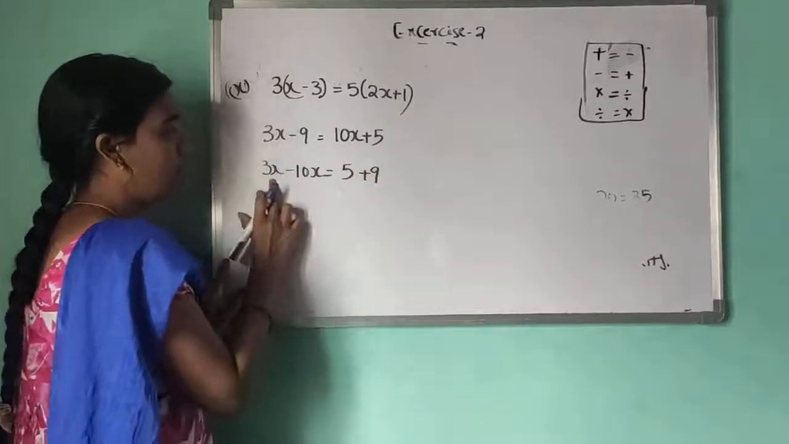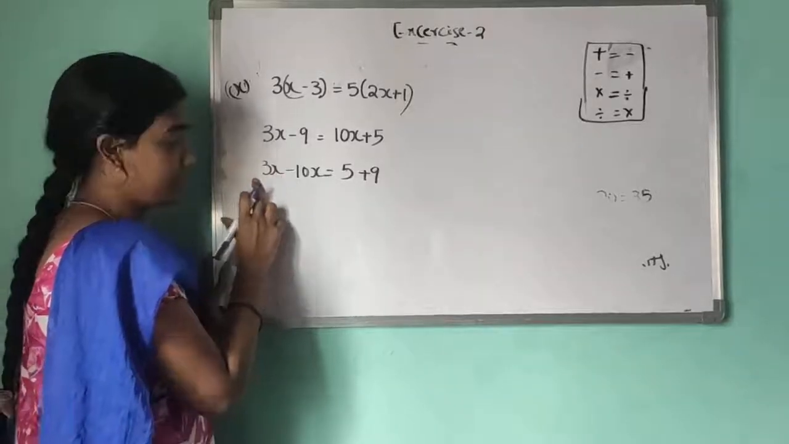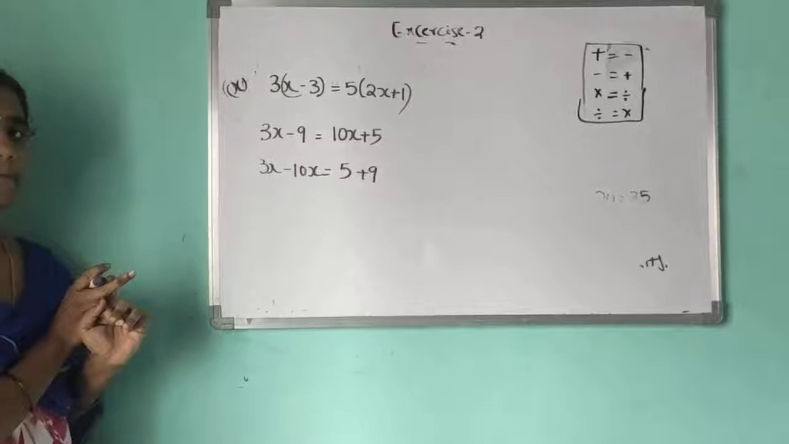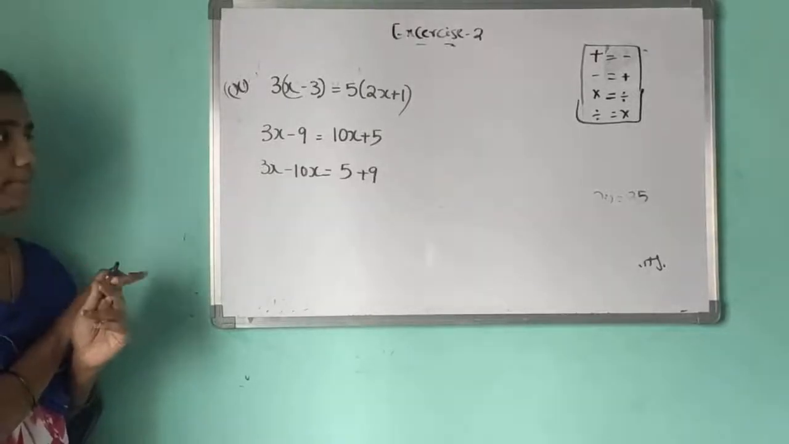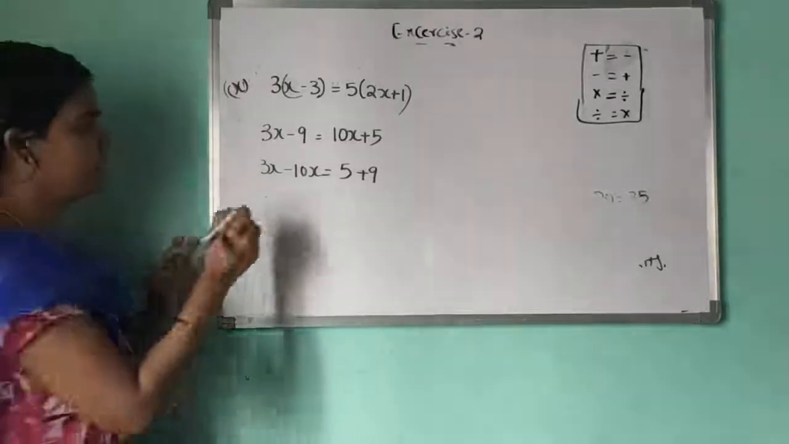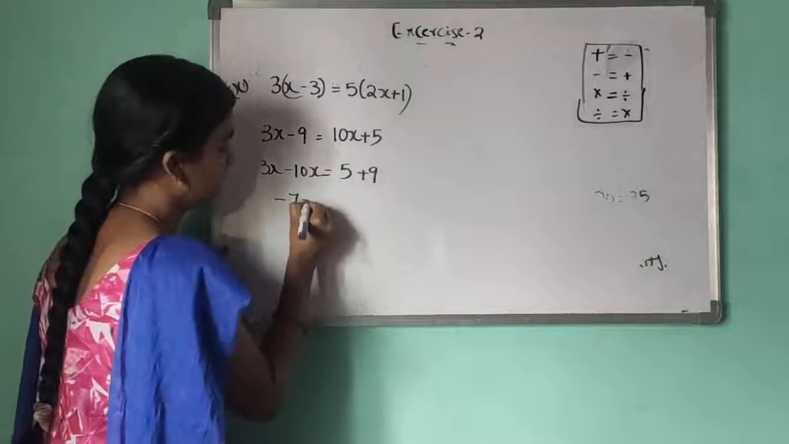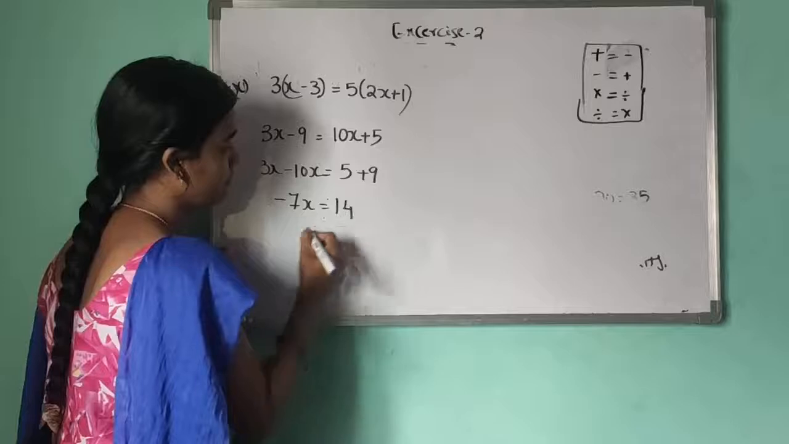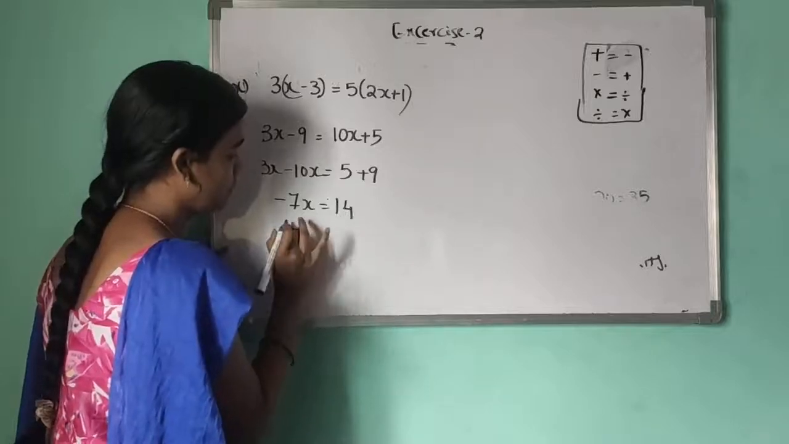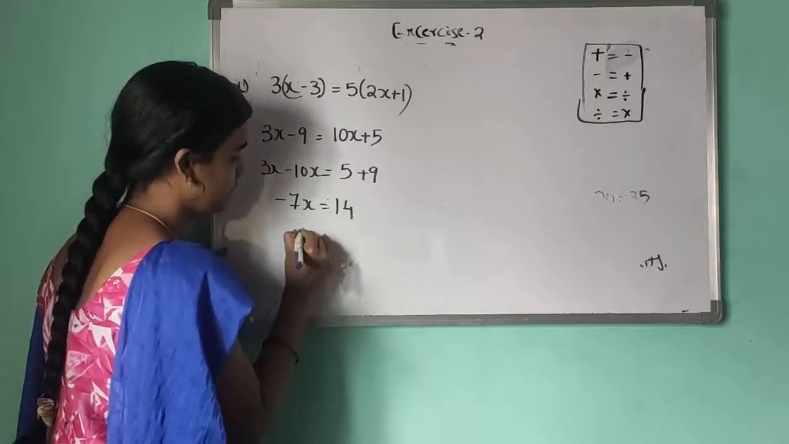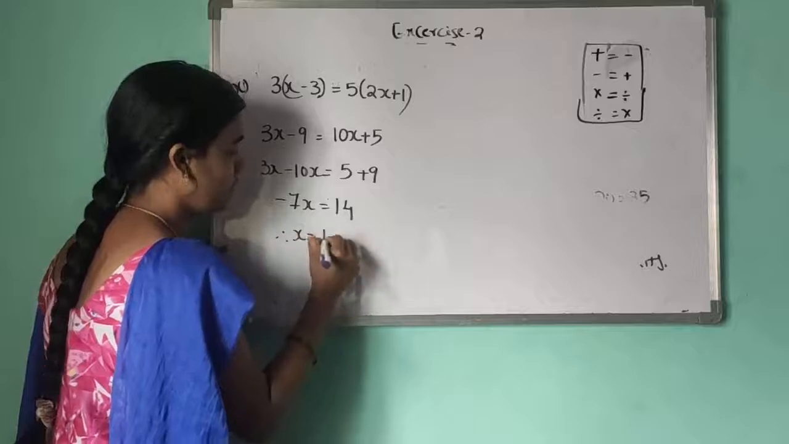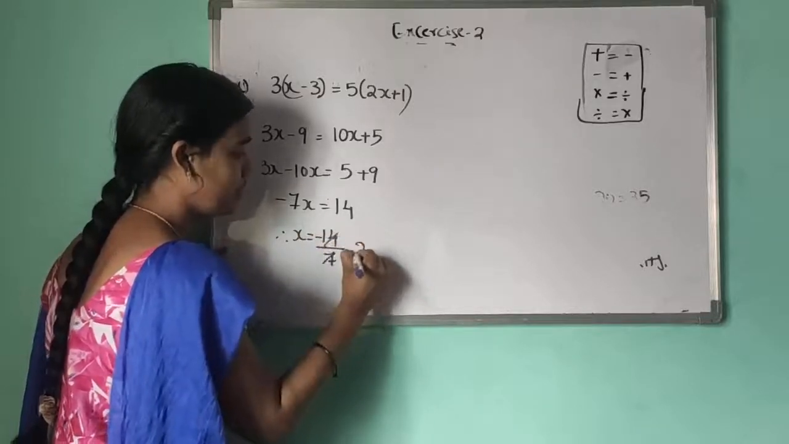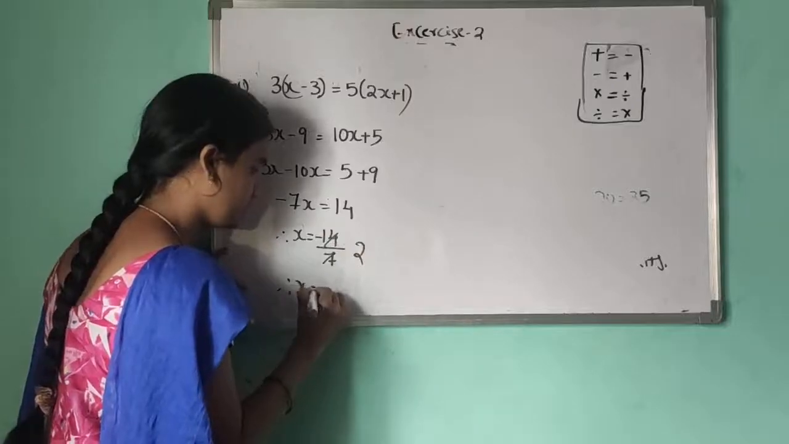So 3x minus 10x, how much is the value? 10 minus 3, 7. Minus 7x is equal to 9 plus 5, 14. So we have to find the x value, right? 14 by 7. So how many times? 2 times. Therefore x is equal to minus 2.